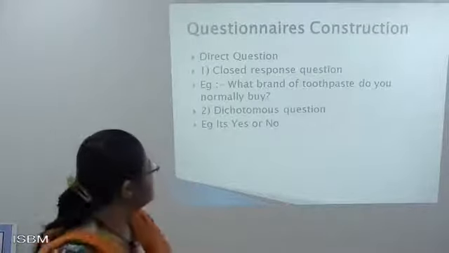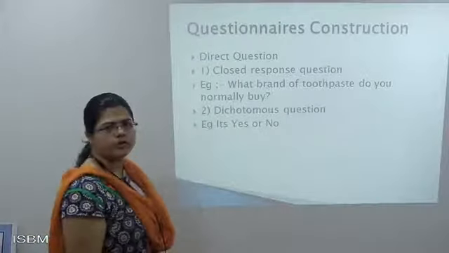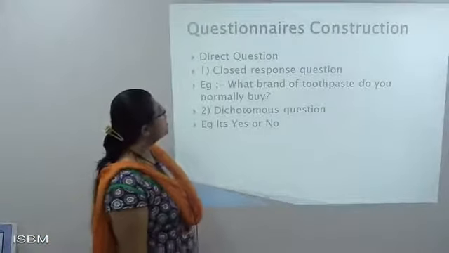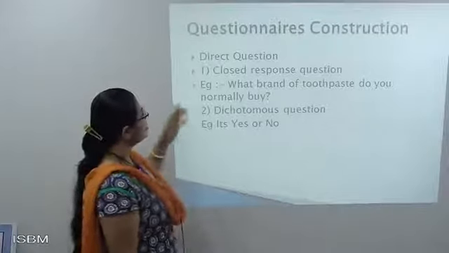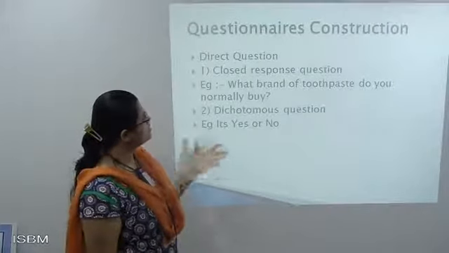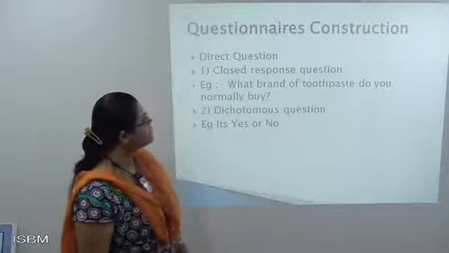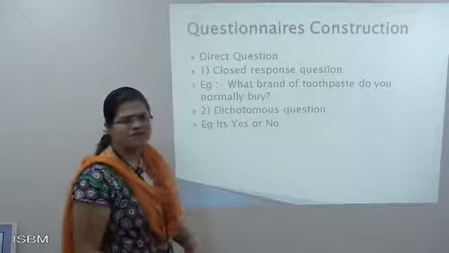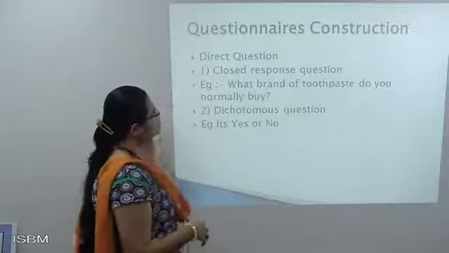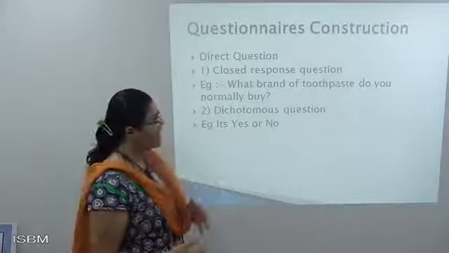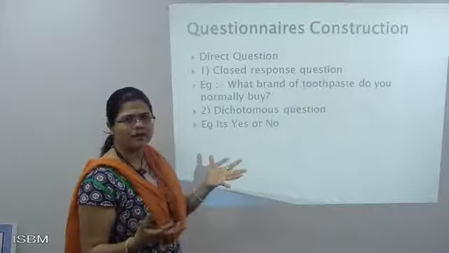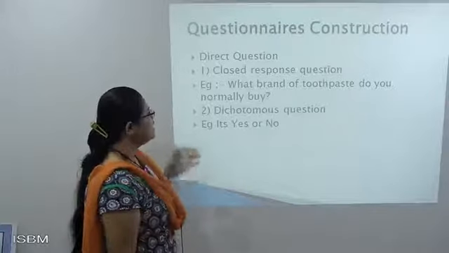Now, the questionnaire is constructed. What are the types of questionnaire? What are the questions, and how do you construct them? First, direct questions, which are closed respondent questions. For example, what brand of toothpaste do you normally buy? This is called a direct question. What type of this brand of toothpaste do you buy? This is also a direct related question.